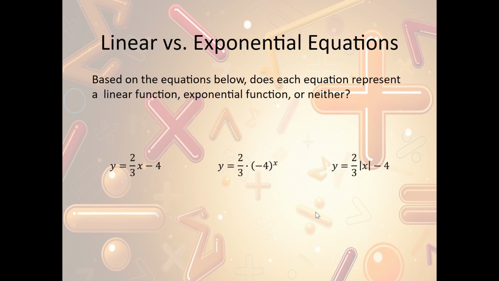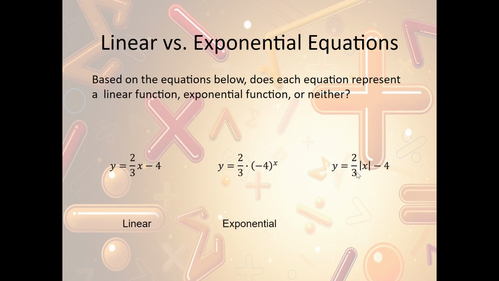Now, looking at the equations, we have y equals 2/3 x minus 4. Both of them have a power of 1, and we have both the x and y, so that one we said was linear. It also looks like y equals mx plus b, so we know it's linear. Now this one is y equals 2/3 times negative 4 to the x power. Well, we should notice that looks like b times a to the x, which is exponential. So this one is an exponential function.